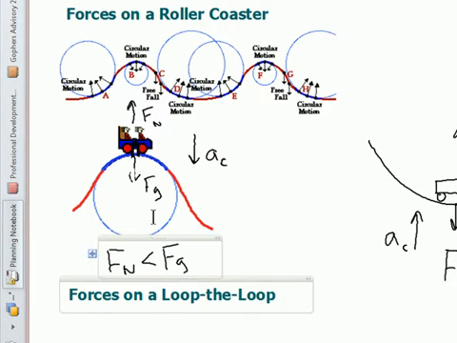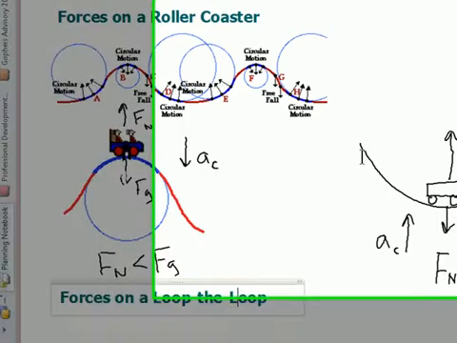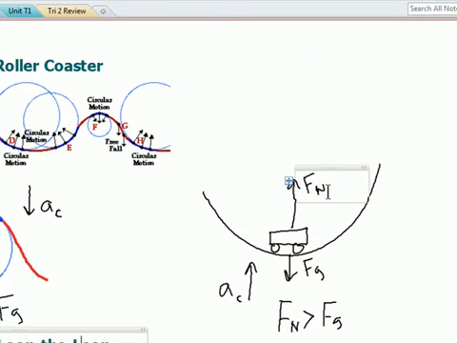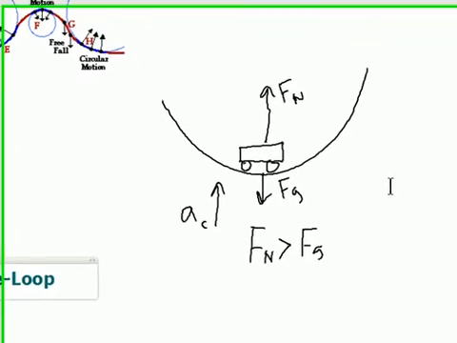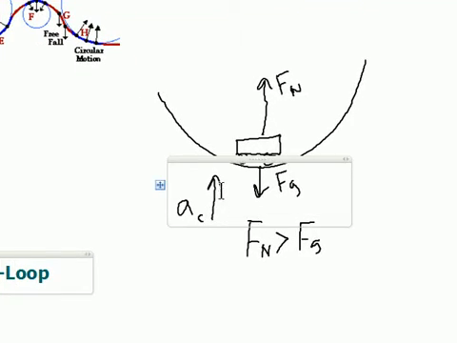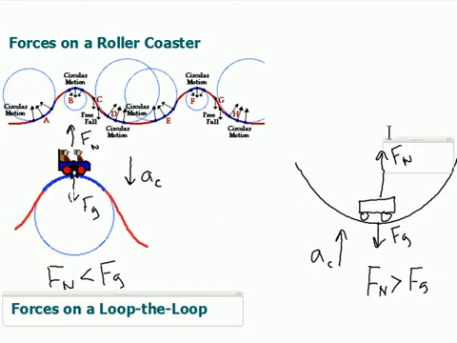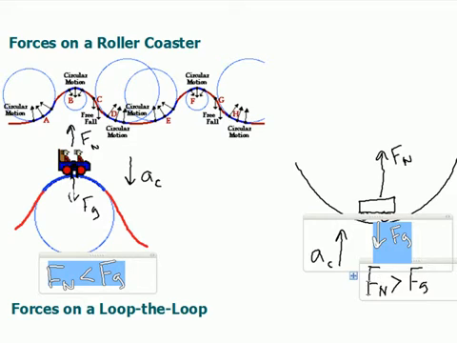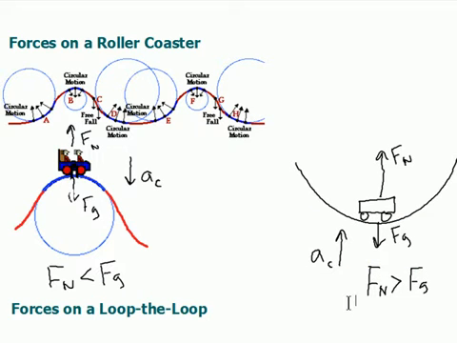On the other hand, when we're at the bottom of the curve or at the bottom of a circle, we have a very similar situation with forces. We have normal force and we have gravitational force. But in this case, since centripetal acceleration is pointing up toward the center of the circle rather than down toward the center of the circle, we now have a case where normal force is greater than gravitational force.